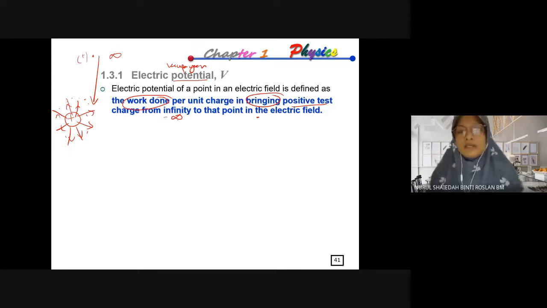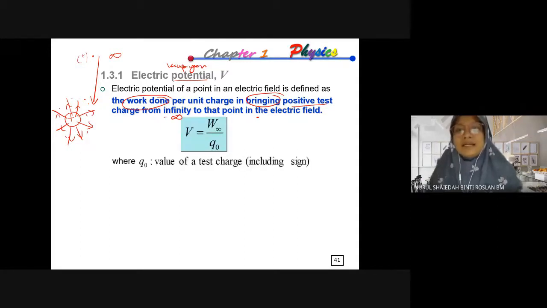So that's why the formula akan jadi V equals W over Q naught. Q naught is a test charge that must include sign. So ini sangat penting. Sebelum ni E dengan F you tak include sign. So for Q naught here you need to include sign, positive or negative. Especially negative lah, positive tak ada effect. But if your point charge Q is negative, you have to include it. Test charge you negative pun you kena include.